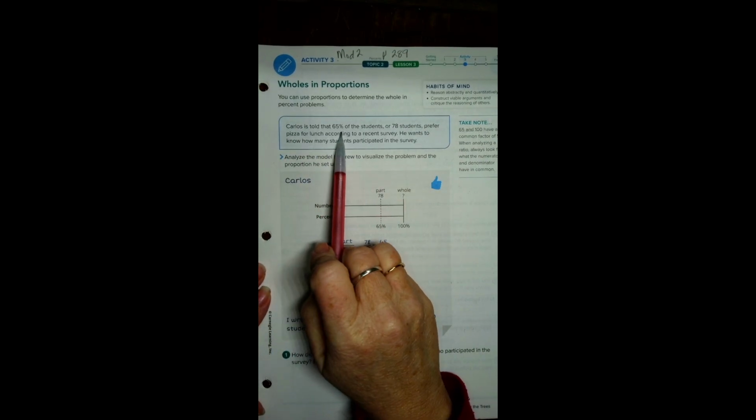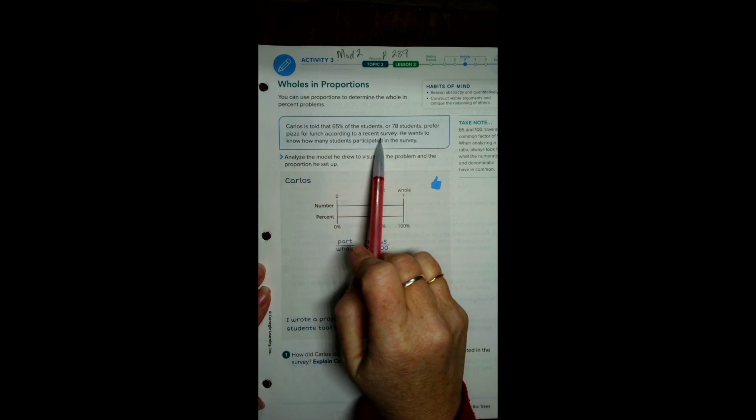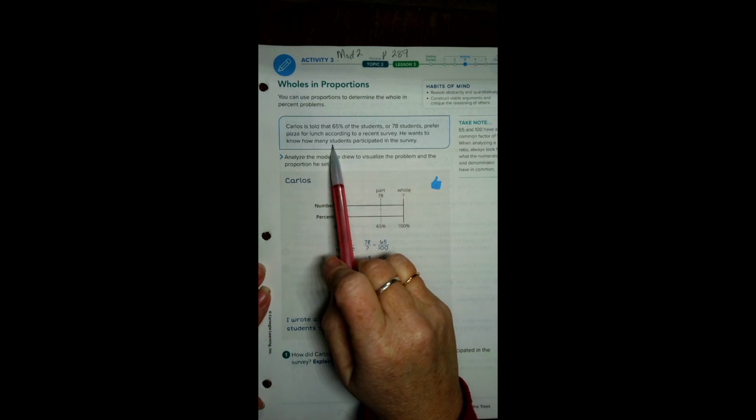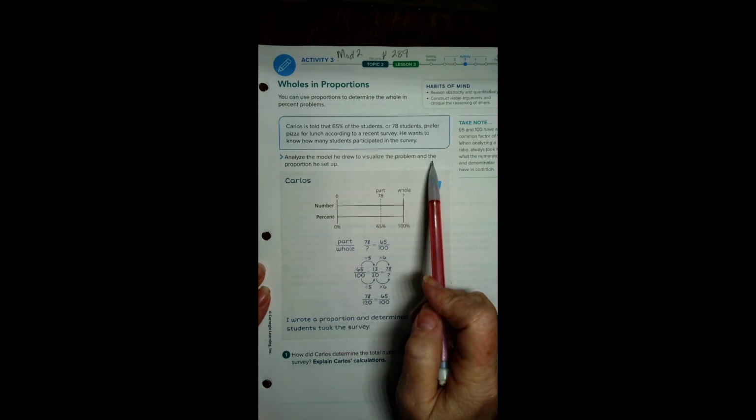Let's read this, and then we're going to come over here and read that. Carlos is told that 65% of the students, or 78 students, prefer pizza for lunch, according to a recent survey. He wants to know how many students participated in the survey. So it says, analyze the model he drew to visualize the problem and proportion he set up. So he did a double number line like we had just done on the last one.